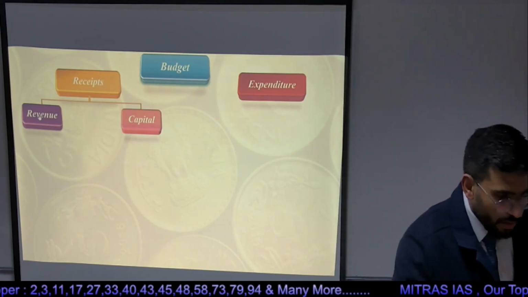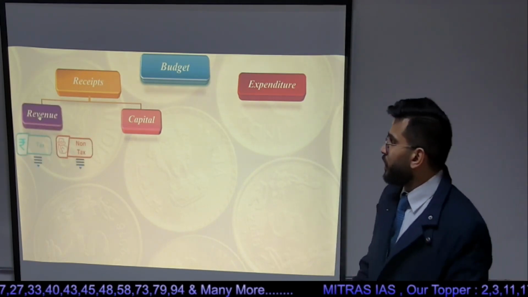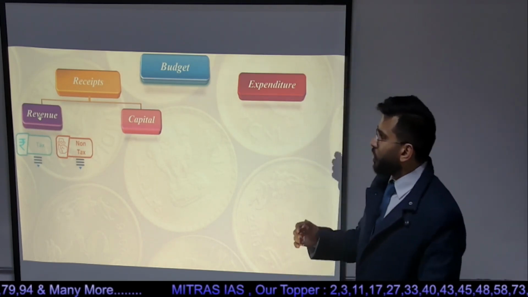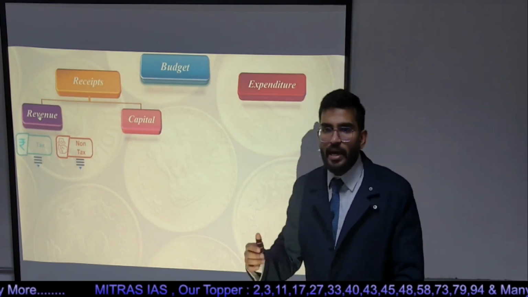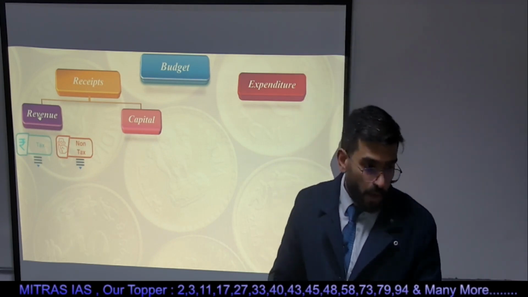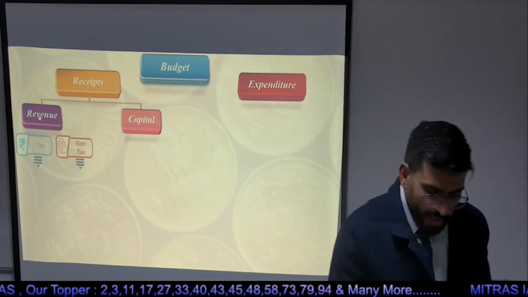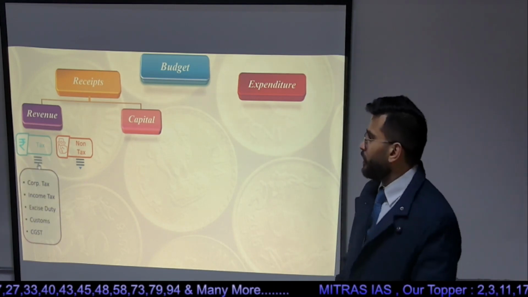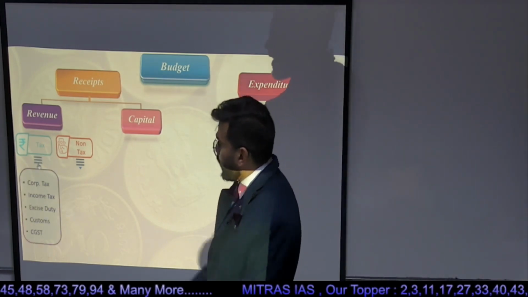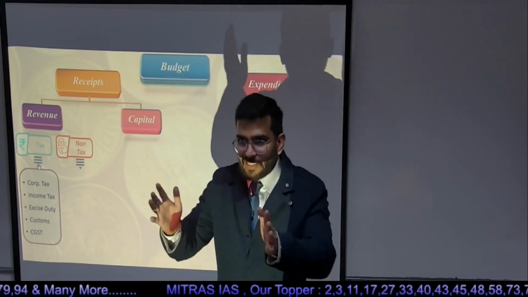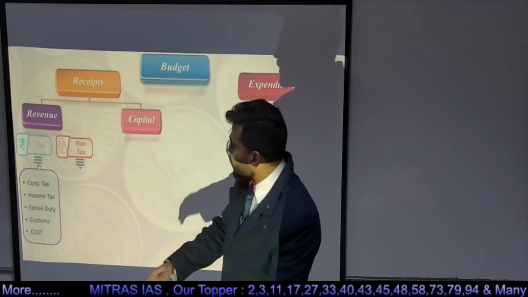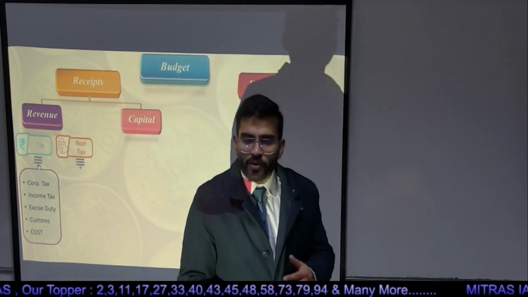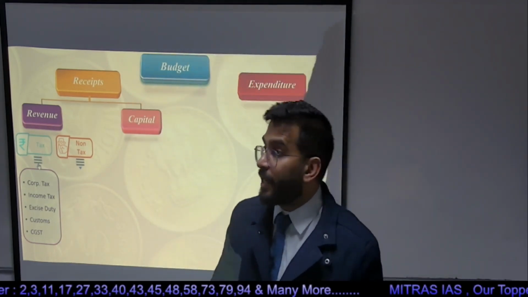Now let's go for a deeper dive into the revenue account. If you see, the revenue account is further divided into tax and non-tax. Now tax I can further divide. Let's understand the tax side first. On the tax side, and I'll show you the exact budget document as well, I can further divide it into direct taxes and indirect taxes.